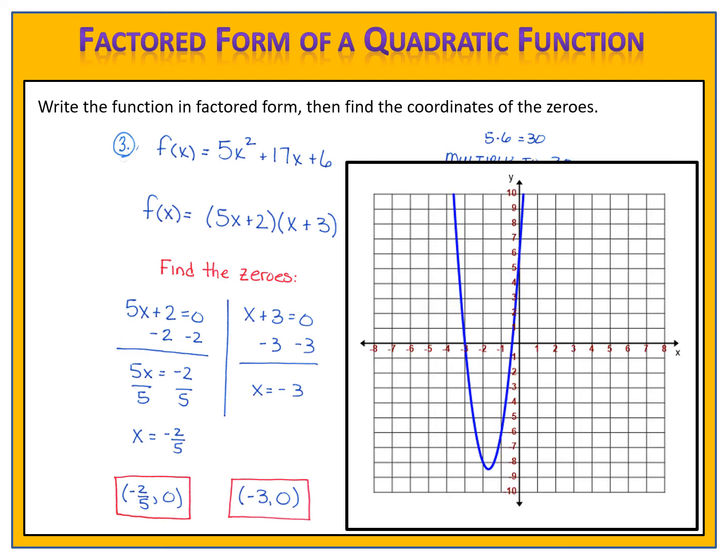Once again, we can confirm this by looking at the graph of the function. Notice I do have a 0 at negative 3, 0. It's very clear to see. And then I have one that's between 0 and negative 1 on the x-axis, and it looks about at negative 2/5. It would be very difficult to tell that was negative 2/5 from the graph, and therefore we now see the advantage of factoring. Factoring lets us see the zeros even when they're not easy to read from a graph.